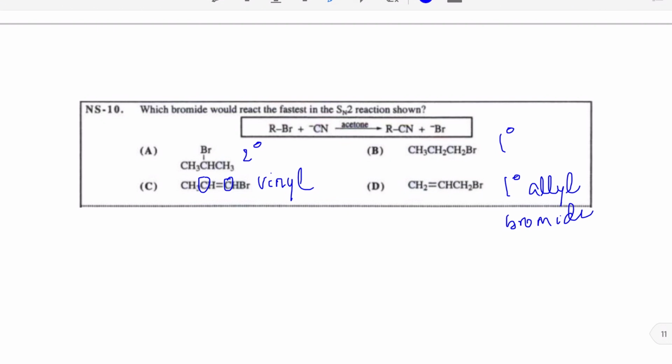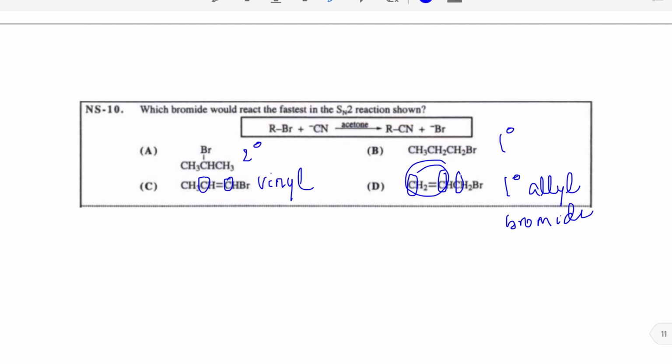And the reason for that is that there is that carbon that the bromine is attached to, right? This carbon is adjacent to a carbon that is double bonded. There's a double bond here. So that means that we're dealing with an allylic compound here, an allyl bromide.